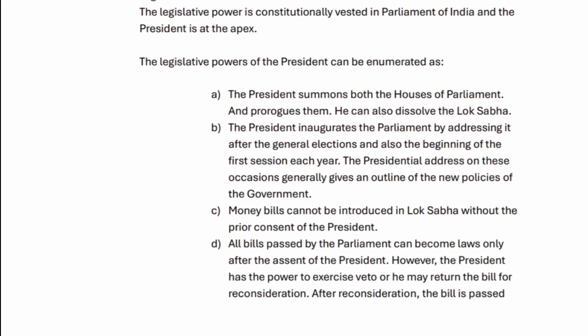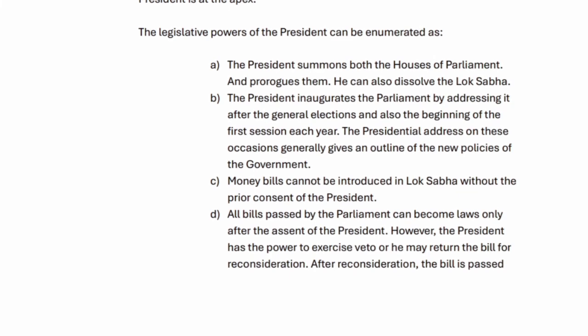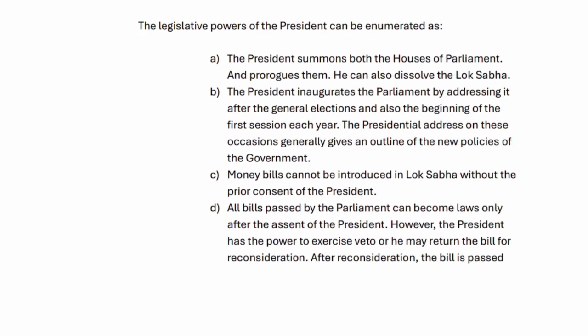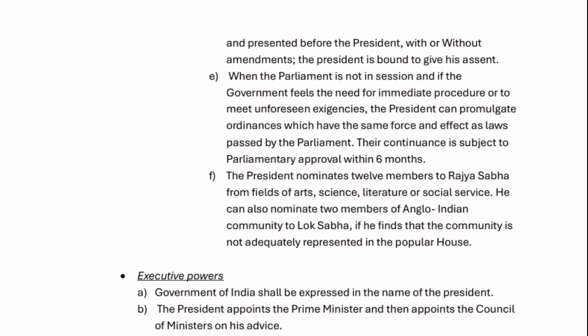C. Money bills cannot be introduced in Lok Sabha without the prior consent of the president. D. All bills passed by the parliament can become laws only after the assent of the president. However, the president has the power to exercise veto or he may return the bill for reconsideration. After reconsideration, the bill is passed and presented before the president. With or without amendments, the president is bound to give his assent.